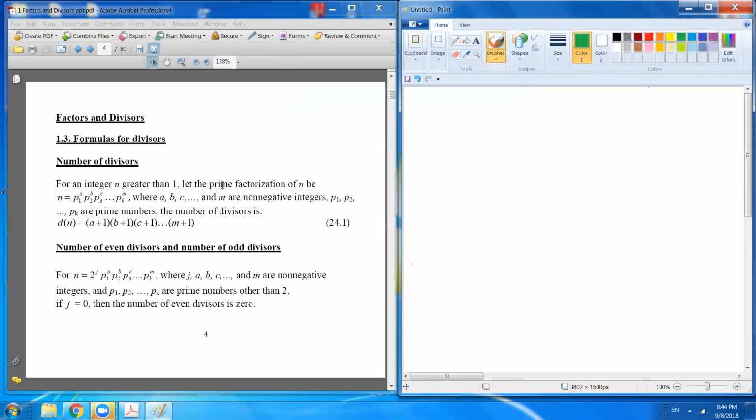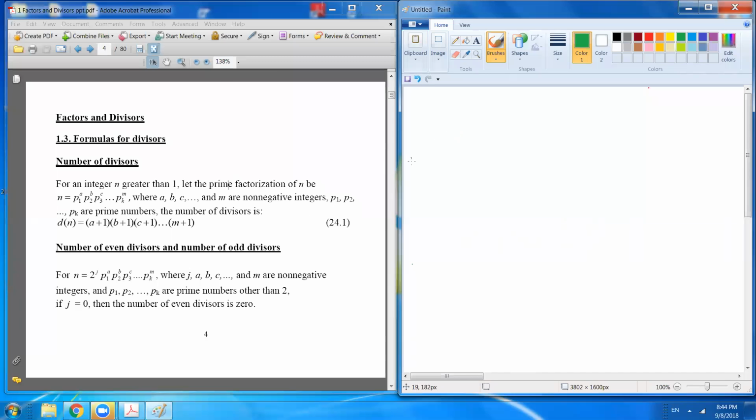And let me ask you, who knows how to calculate the number of divisors of any positive integer by now, using this formula with prime factorization? Good job. That's a lot.